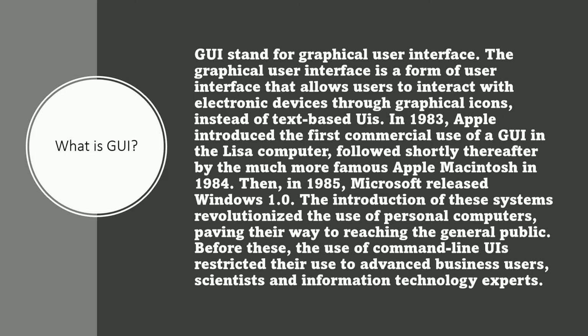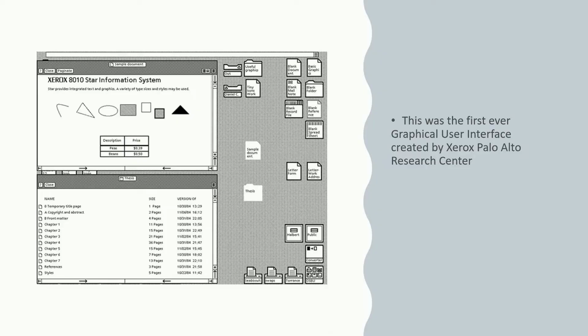In 1983, Apple introduced the first commercial use of a GUI in the Lisa computer, followed shortly thereafter by the much more famous Apple Macintosh in 1984. Then, in 1985, Microsoft released Windows 1.0. The introduction of these systems revolutionized the use of personal computers, paving their way to reaching the general public. Before these, the use of command line UIs restricted their use to advanced business users, scientists, and information technology experts.